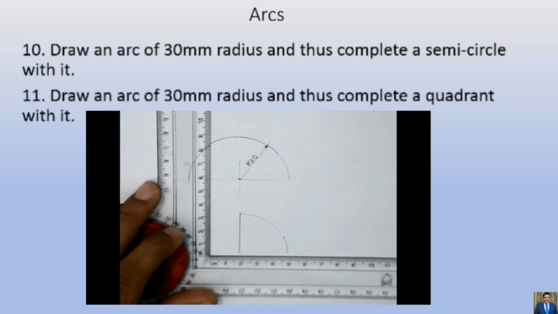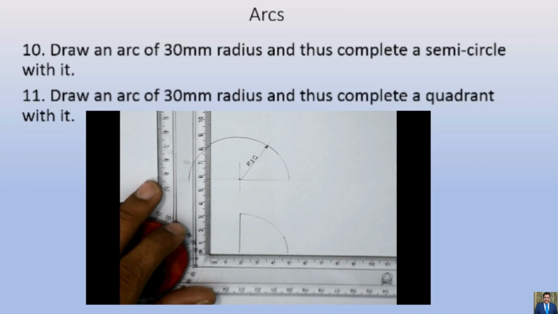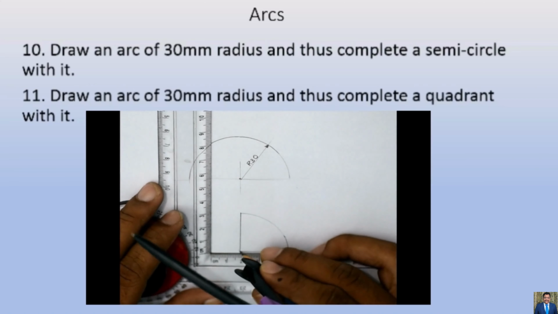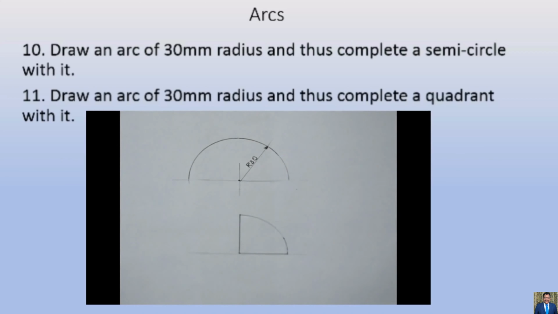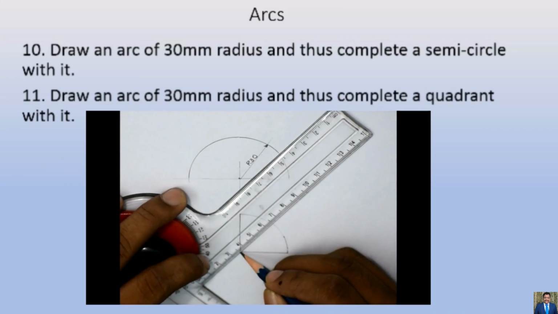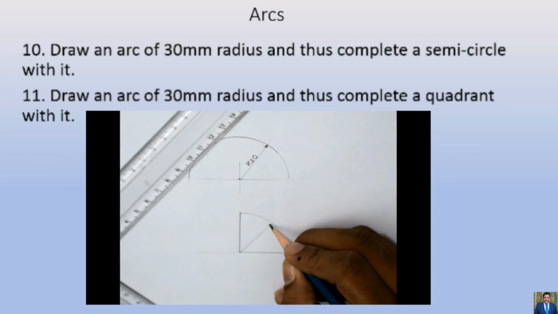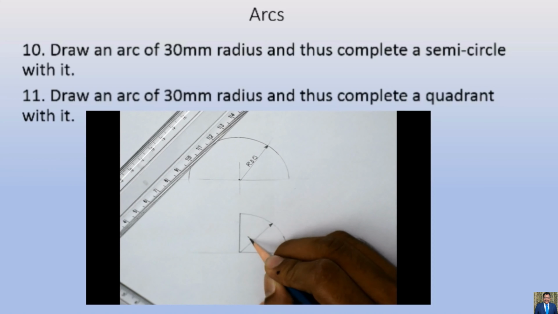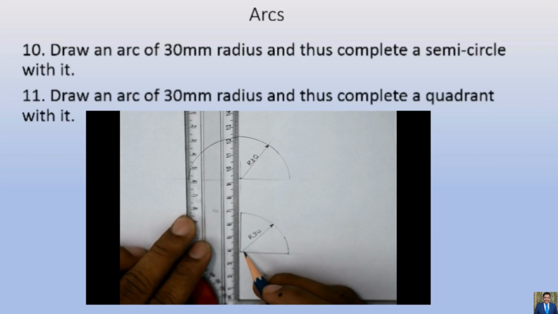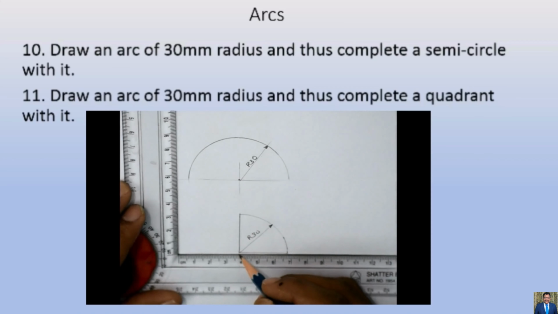Quadrant means 1/4 of a circle, quarter of a circle, or you can say half of the semicircle. So this is a quadrant and this is also with radius 30 mm. So you can see the difference. The radius is 30 mm, but because it is not a circle, we are having given semicircle and quadrant. You can observe that we have not completed the circles, but we have to draw the axis line.